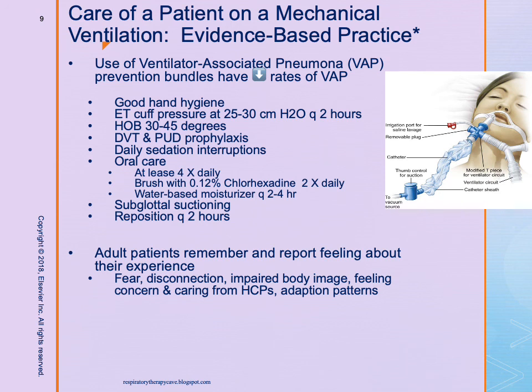Another intervention is subglottal suctioning. Patients with endotracheal tubes may be required to have subglottal suctioning. This is suctioning that occurs above the cuff of the endotracheal tube. The patient must have a special type of endotracheal tube that has ports that will allow for this type of suctioning to occur. Lastly, the patient should be repositioned every 2 hours to help mobilize secretions, allow for maximum chest expansion, and minimize the effects of immobility.